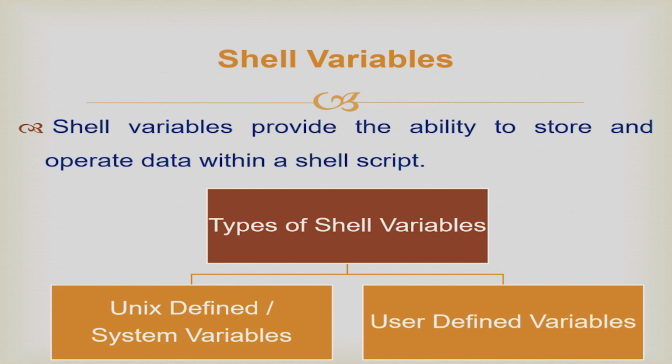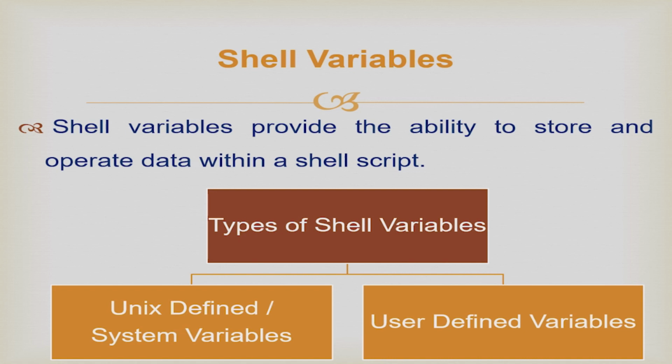Variable name refers to a memory location where the value of the variable is stored. Variables are quantities that keep on changing in the problem solving process, whereas constants are quantities that do not change throughout the process. Shell variables provide the ability to store and operate data within a shell script.